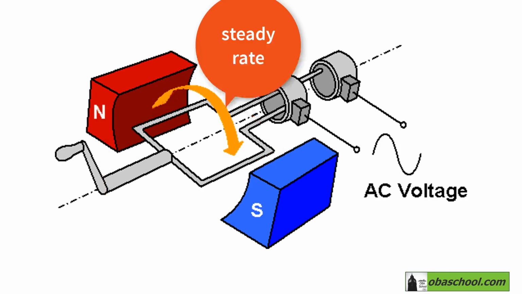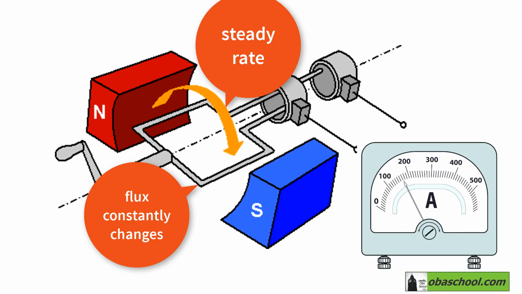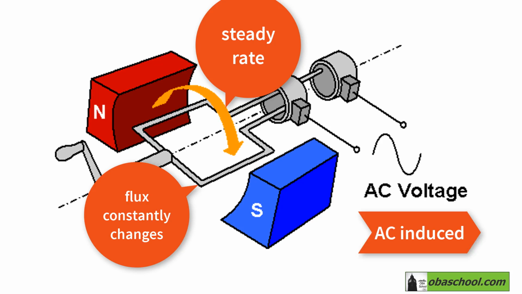Now, what happens if you rotate the coil at a steady rate? As it turns, the flux linkage of the coil constantly changes. And if we connect an ammeter, you would see that the pointer of the ammeter swings from side to side. What does this mean? This means that the alternating current is being induced.